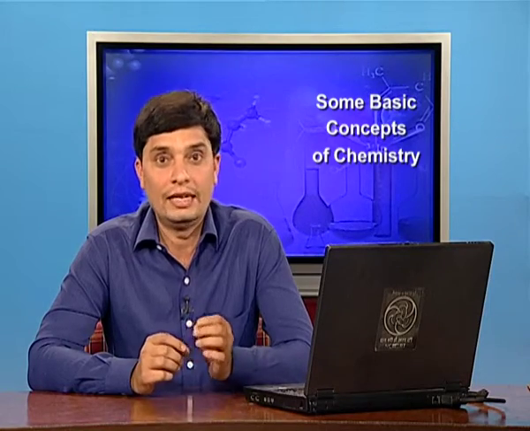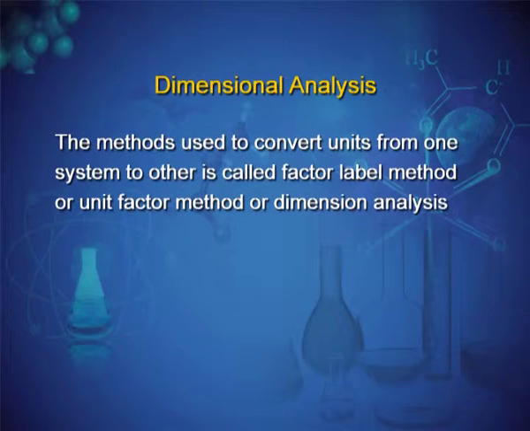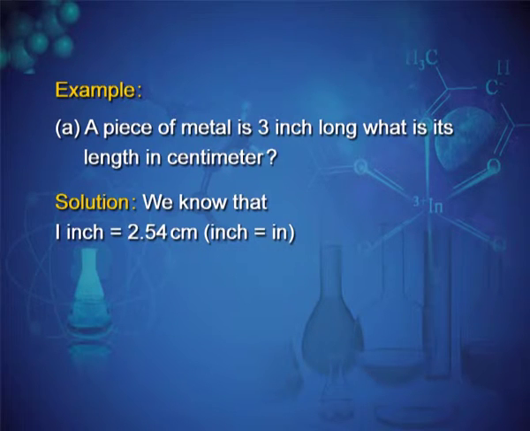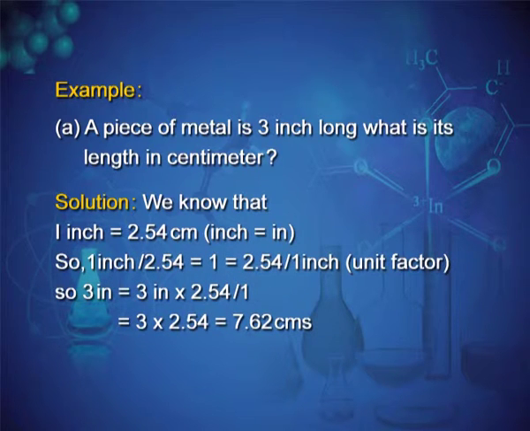Now the next topic is dimensional analysis. The method used to convert units from one system to another is called the factor label method, unit factor method, or dimensional analysis. Example, a piece of metal is 3 inches long. What is its length in centimeters? We know that 1 inch is equal to 2.54 centimeters. So the conversion will be 3 into 2.54, which is equal to 7.62.